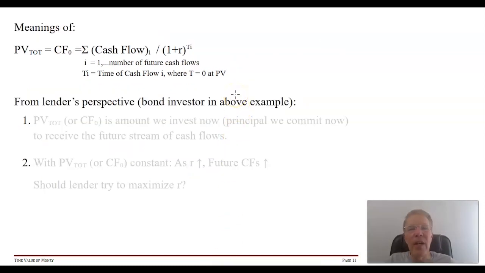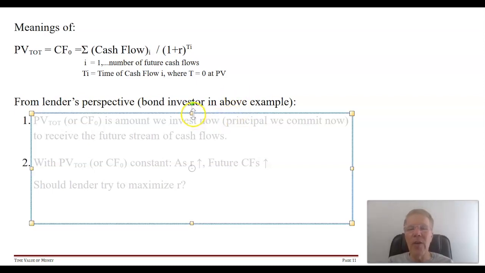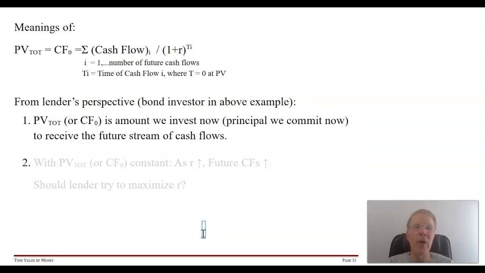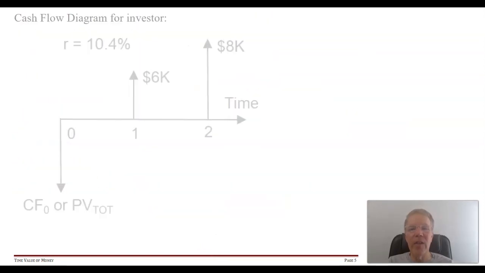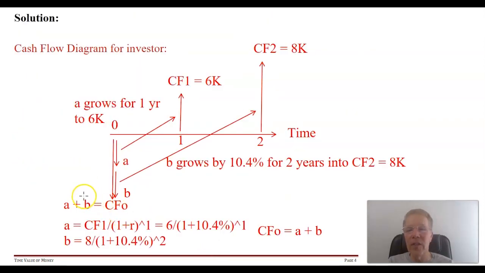Okay, so let's think about the meanings of the fundamental discounted cash flow equation. Always good to think about from a lender's perspective and a borrower's perspective. So from a lender's perspective, that would be someone purchasing the bond, right, in the above example. So CF0 or PV tot is the amount that she invests now in order to receive that future stream of cash flows.